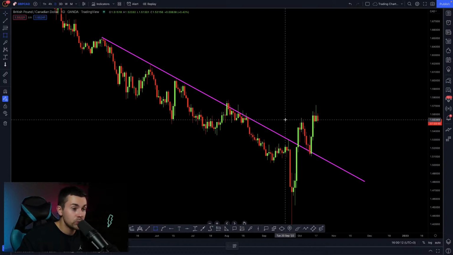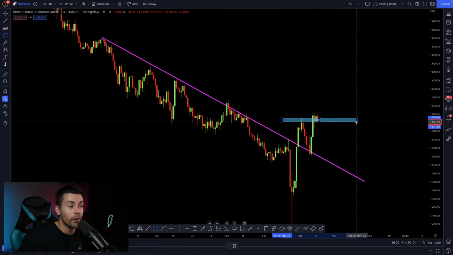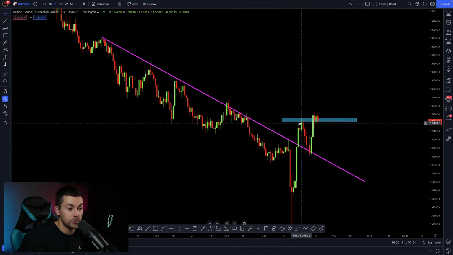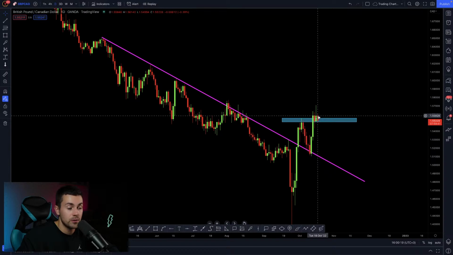And last week the price set a new high close here on Pound Cat. You can see that we violated that resistance to the upside and we set a new high close.